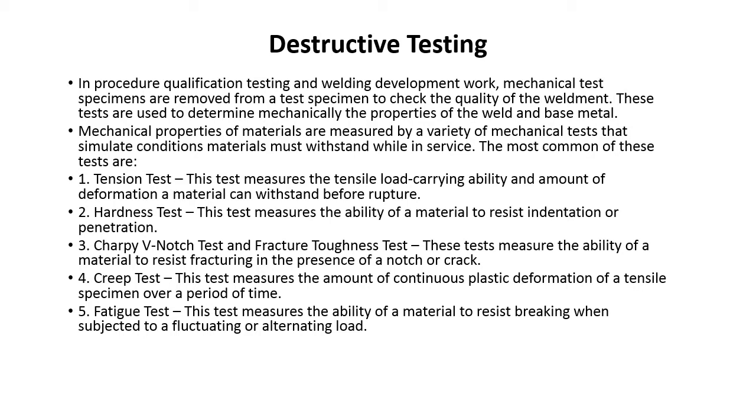Mechanical properties of materials are measured by a variety of mechanical tests that simulate conditions materials must stand while in service. The most common of these tests are the tension test. This test measures the tensile load carrying ability and the amount of deformation a material can withstand before rupture. Hardness test. This test measures the ability of a material to resist indentation or penetration. Charpy V-notch test and fracture toughness test. These tests measure the ability of a material to resist fracturing in the presence of a notch or a crack.